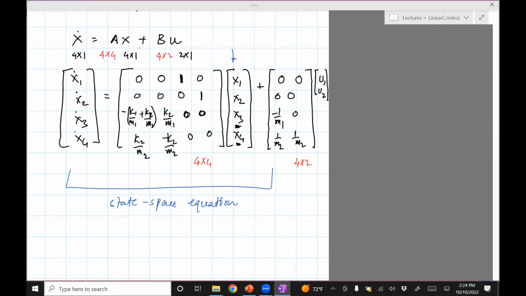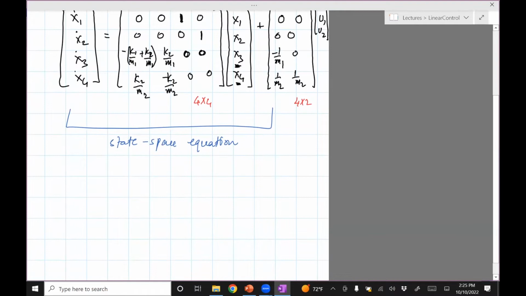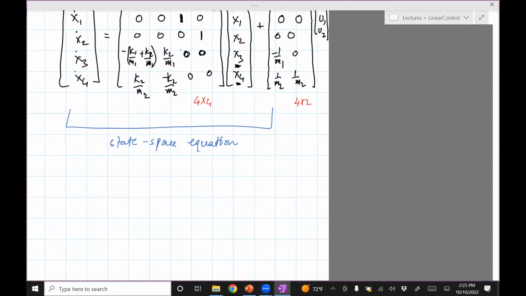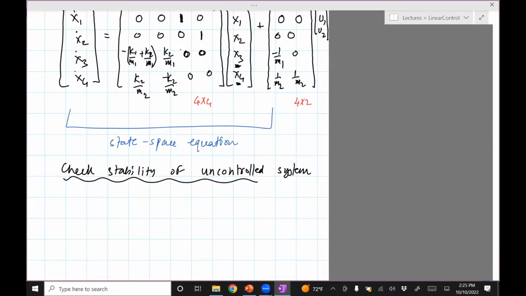Okay, now that we have this form, let's talk about a few things about this equation. The equation is very helpful in figuring out if the system is stable or not. So check for stability of the uncontrolled system. That is, if there was no control, how would the system behave?